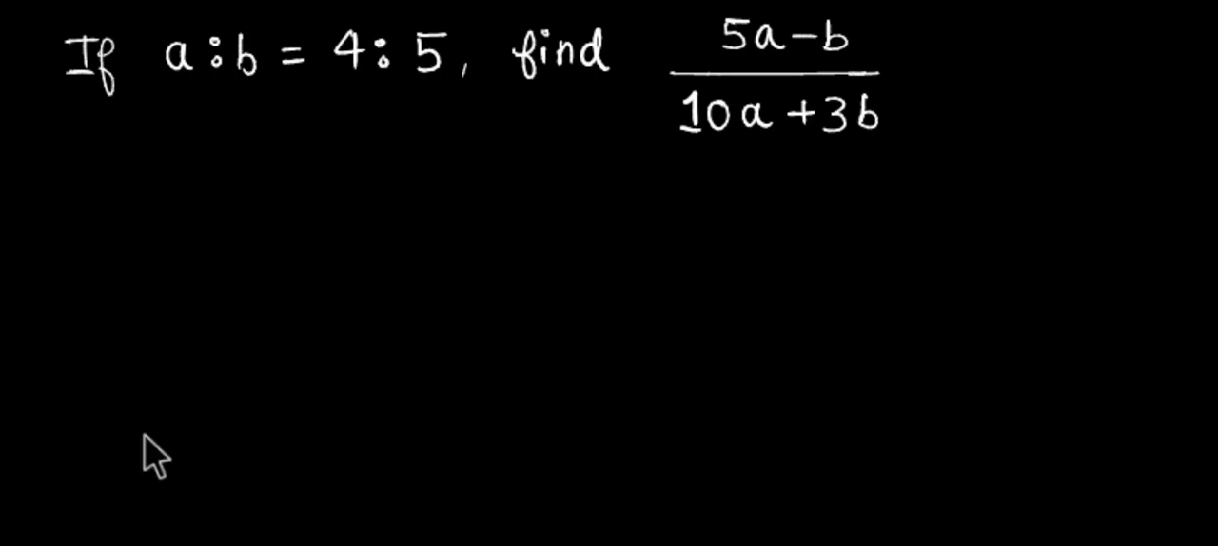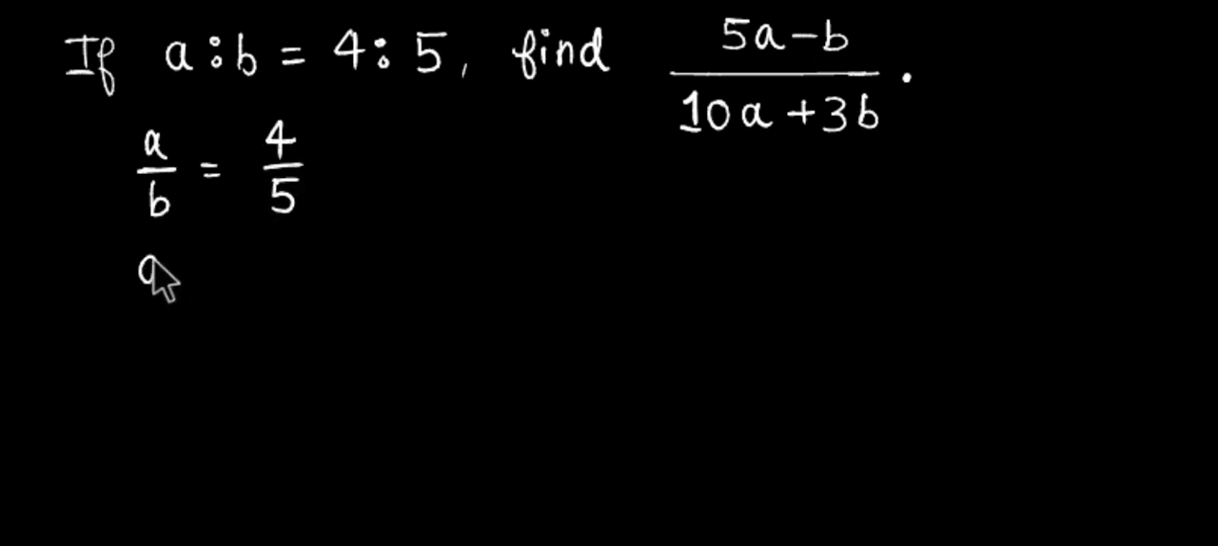So today's question is, if A ratio B equals 4 ratio 5, find (5A minus B) upon (10A plus 3B). So how can we find the value of the given expression if we are given that A ratio B equals 4 by 5, 4 ratio 5? So let's see. The first thing is I can write this ratio A ratio B as A by B. This is equal to 4 by 5.